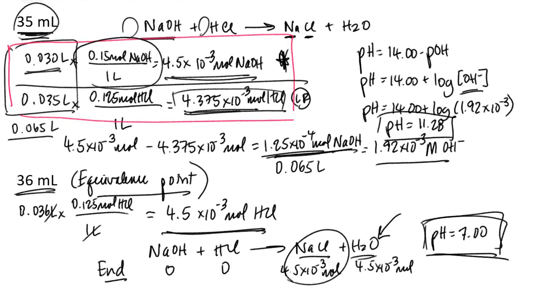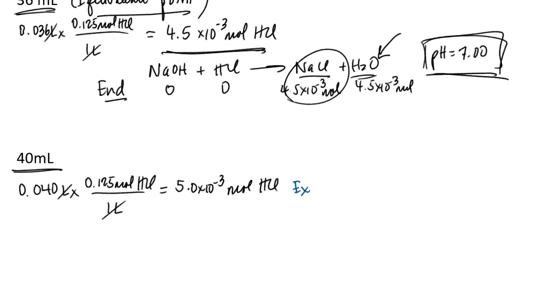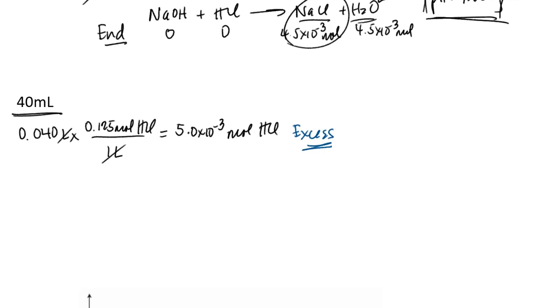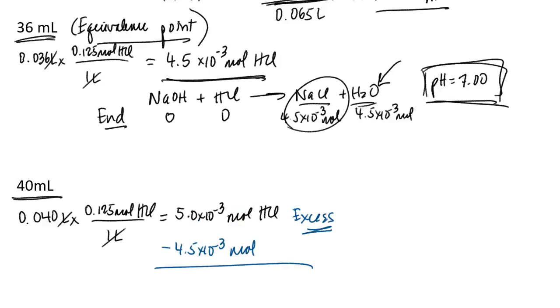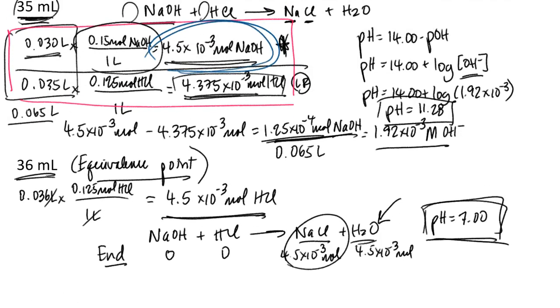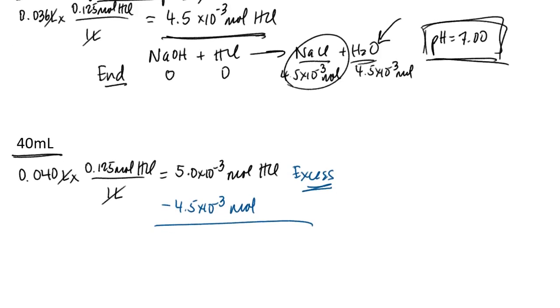If you recall, we started with 4.5 times 10 to the negative third moles of sodium hydroxide. And so that means that now the hydrochloric acid is in excess, so we should be expecting an acidic pH. If I subtract the 4.5 times 10 to the negative third moles of sodium hydroxide that we had initially from the 5 times 10 to the negative third moles of hydrochloric acid, then I would have 5 times 10 to the negative fourth moles of the hydrochloric acid remaining.